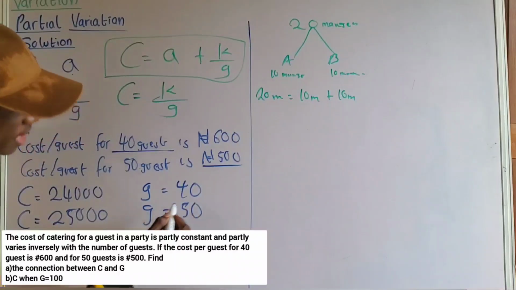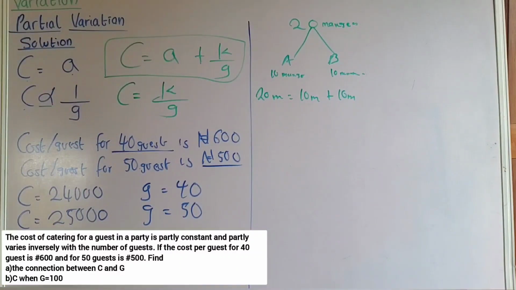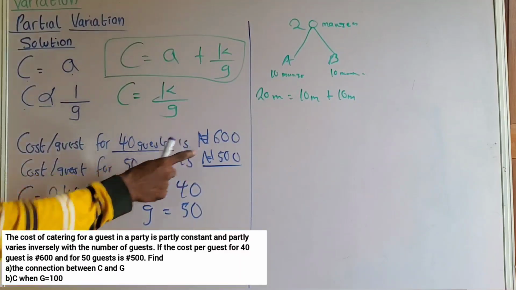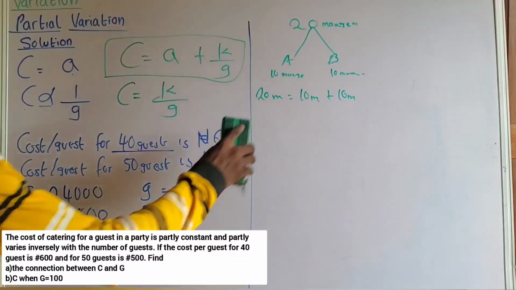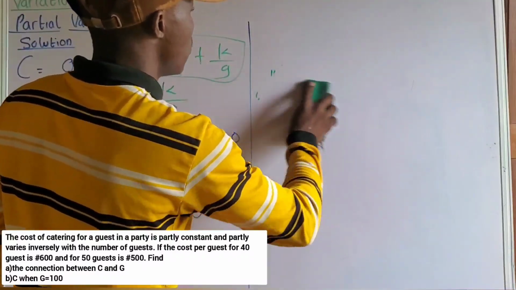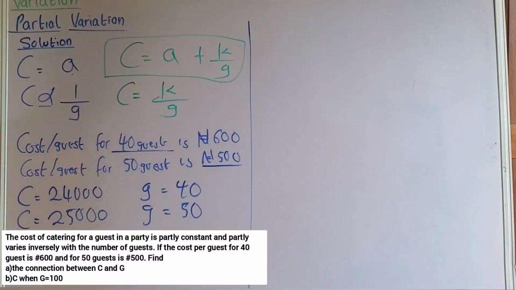So I'm going to have 25,000 when the guest is 50. Okay, you can see how I interpreted the question. If you didn't pay attention to the details of the question, you might get the answer wrong. So don't go and use 600 naira equals 40. If you use that, you're not going to get the correct answer. Okay, so now we can solve for the values of A and K. Are you getting it?